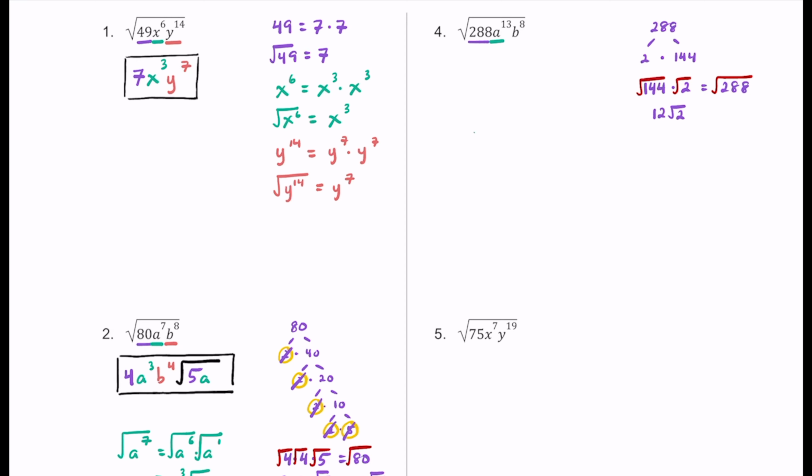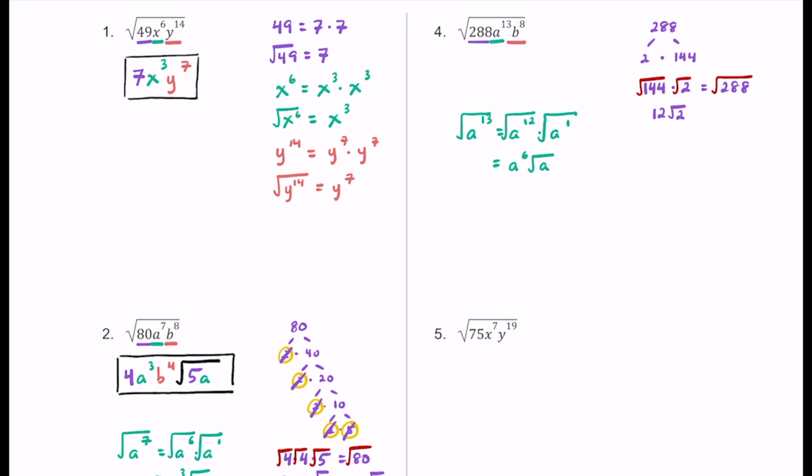Now a to the 13th power, that's an odd exponent, right? So let's take away 1. Let's make that a to the 12th power times a to the first power. That would still be equal to a to the 13th. So if you took the square root of this expression, it is still going to be the same. The square root of a to the 12th is going to be a to the 6th. And then we have a to the first power. That's not a perfect square, so that stays inside.